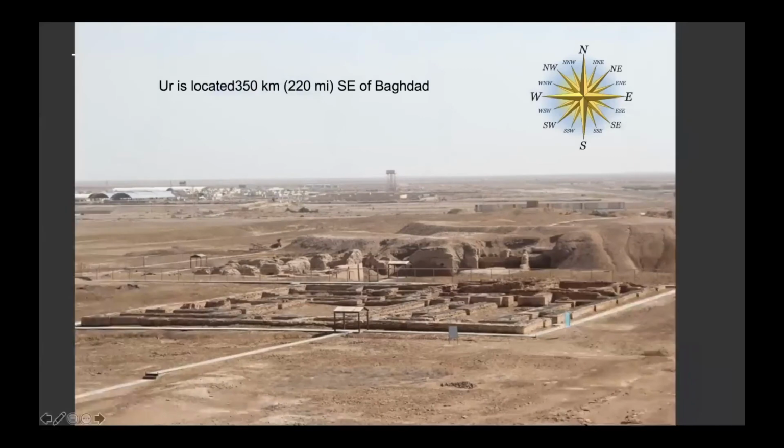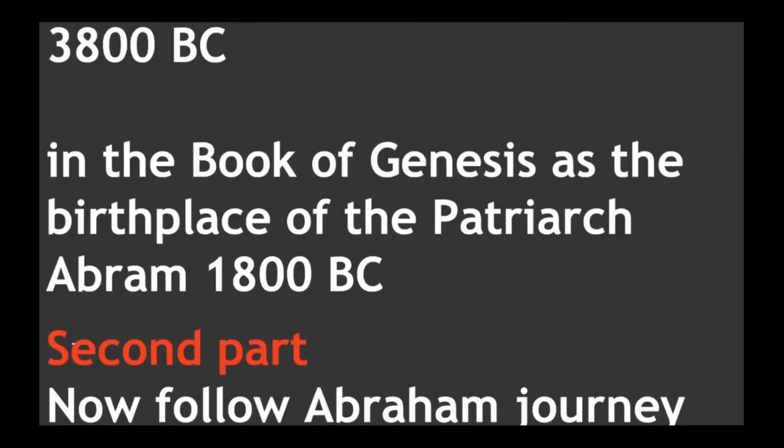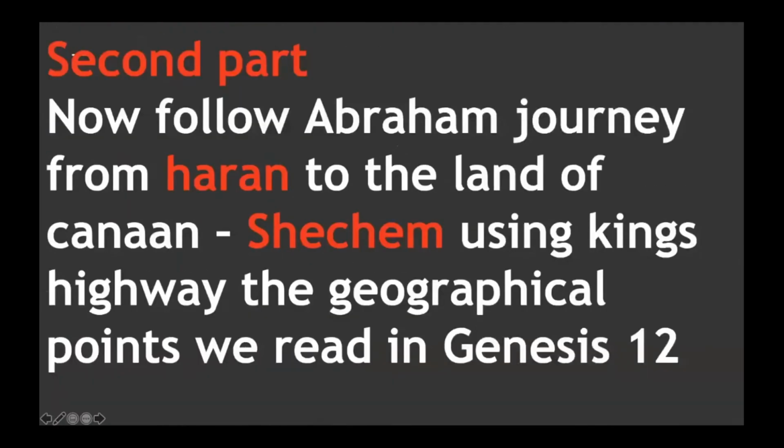This is another picture of Ur. By the way, Baghdad, everyone knows Baghdad, is southeast of Ur, around 220 miles or 350 kilometers, is Baghdad in this area. Now, this is the first part, from Ur to Haran. And now, from Haran to Shechem.